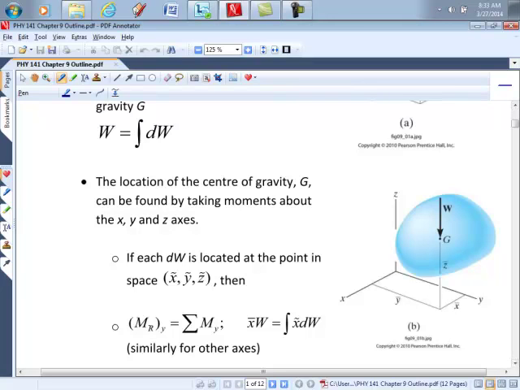And then we would find our resultant moments by integrating. So the resultant moment would be the sum of all of the moments about the axis. This is shown for the y-axis. And then we're going to replace that moment by x bar, which is the centroid location, times the weight, because that would be the moment about the y-axis. So x bar W equals the integral of x tilde dW.